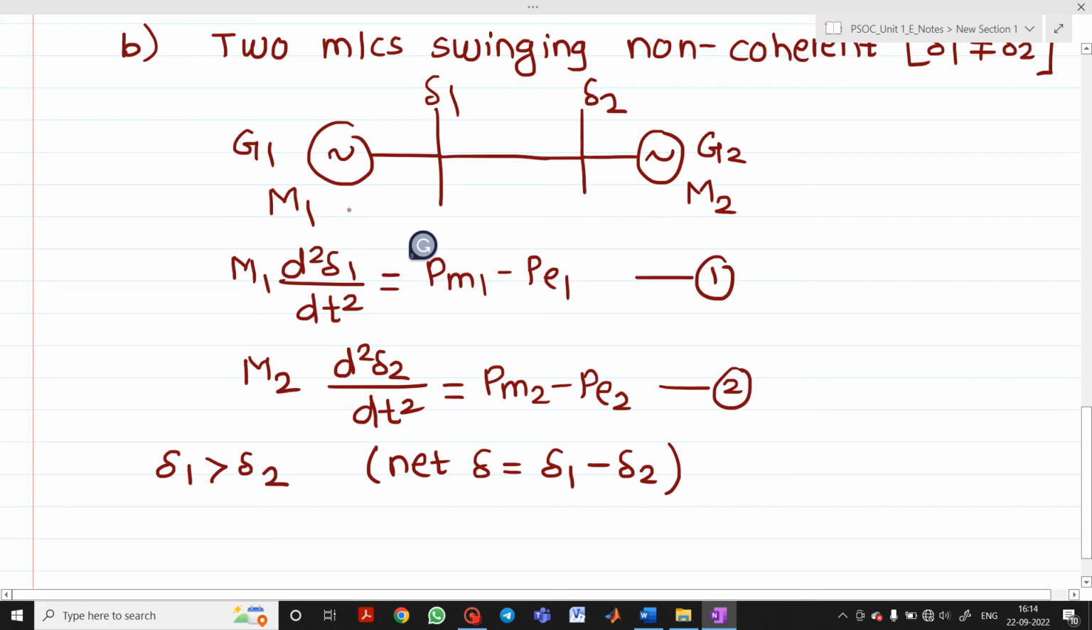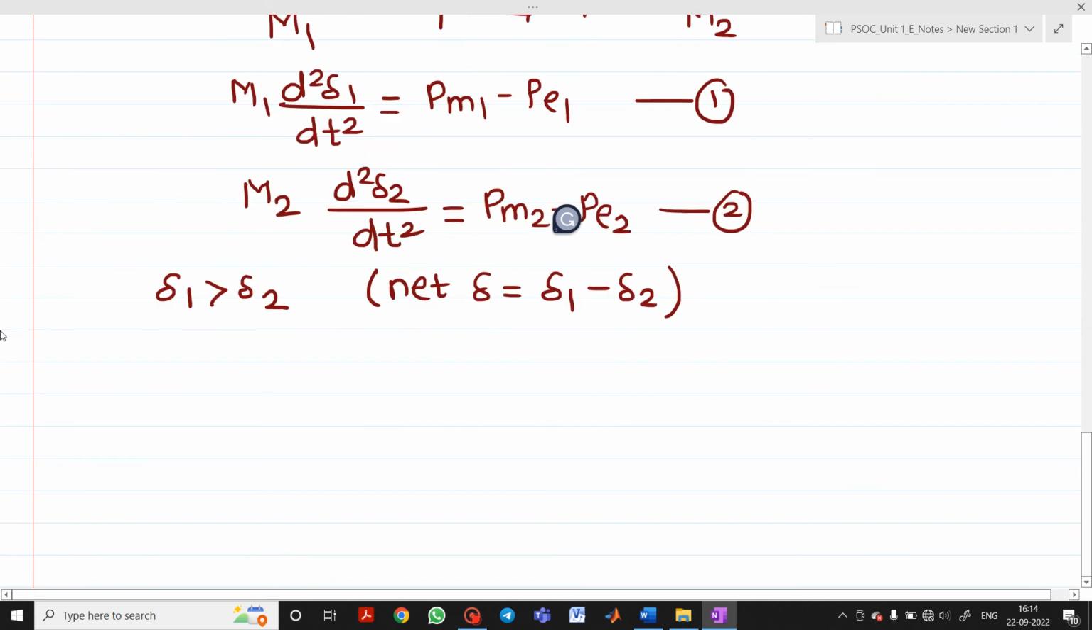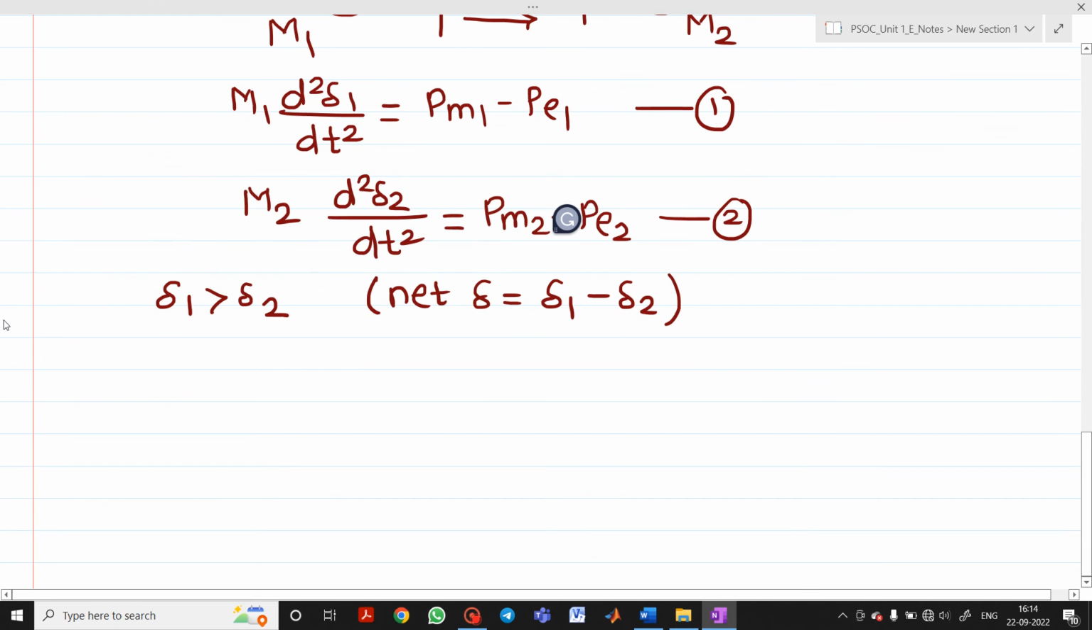Now here in this case, as delta 1 is greater than delta 2, the flow of the power will be from generator 1 to generator 2. So therefore G1 will be a generator and G2 will act as a motor, that is, it will absorb the power. So from the diagram, can I write it like this? Can I say PE2 will be equal to minus PE1? Yes, this is your equation number 3.